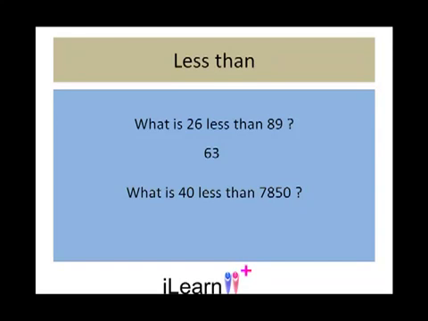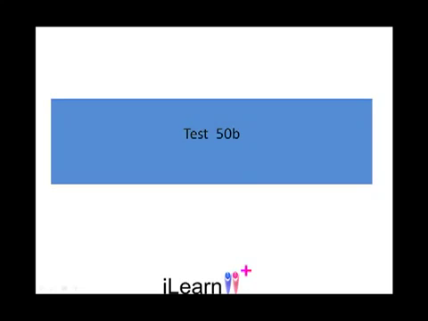What is 40 less than 7,850? That means you need to take 40 away from 7,850. 40 less than 7,850 is 7,810. Go to test 50B.